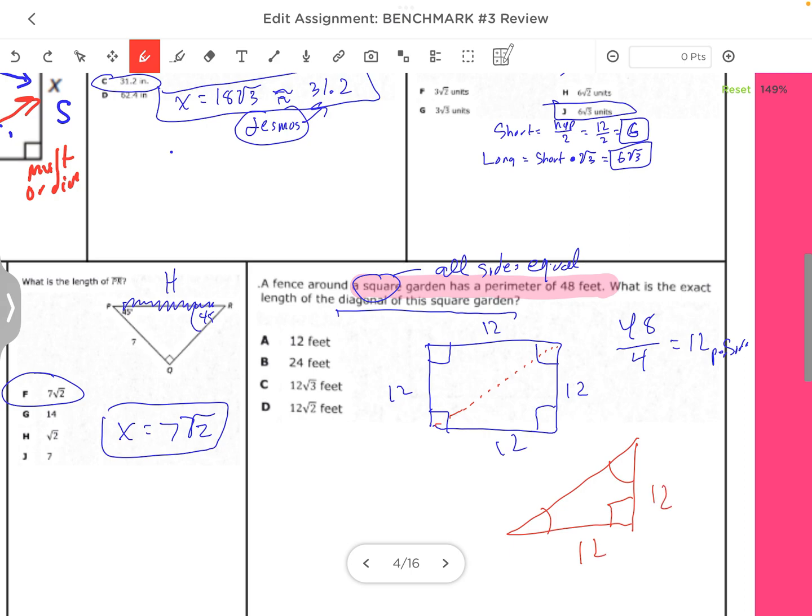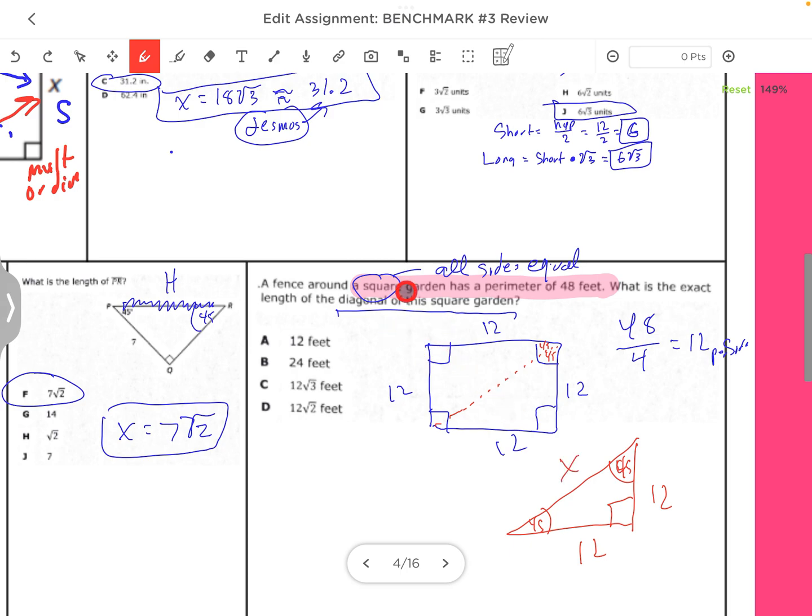That's 12 and that's 12. That means this has to be 45, right? Because we said anytime that a 90-degree angle is cut in half, these are each 45 and 45. So now we have a 45, 45, 90. So we're trying to find out this length.